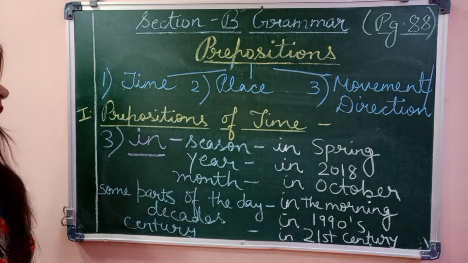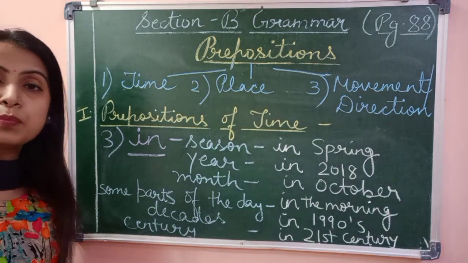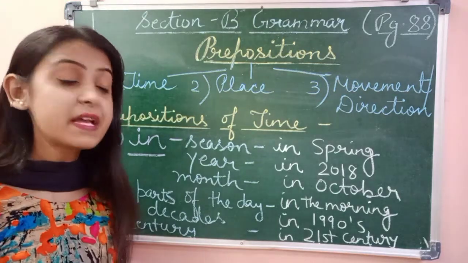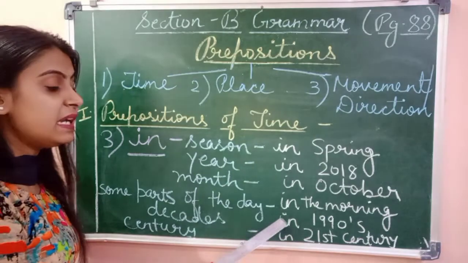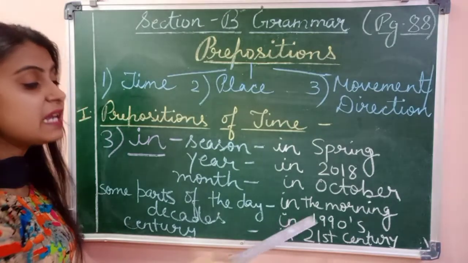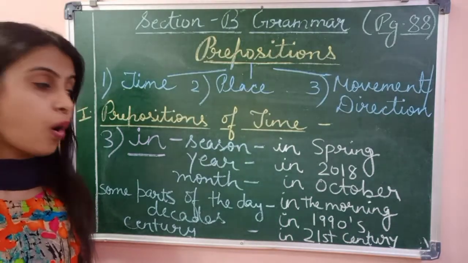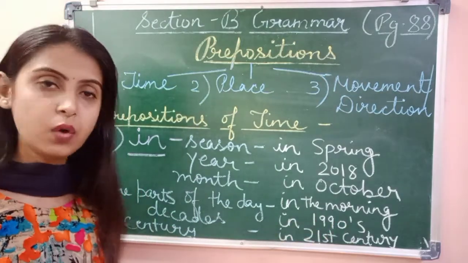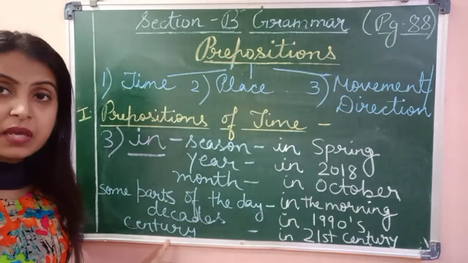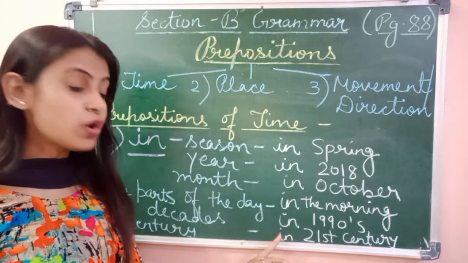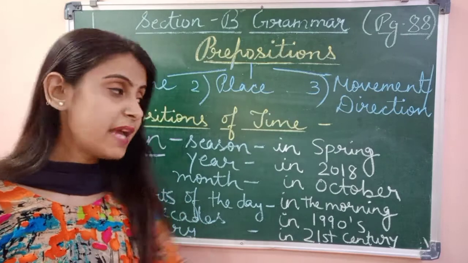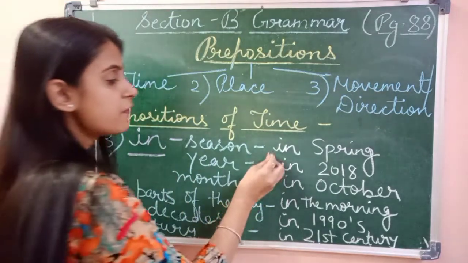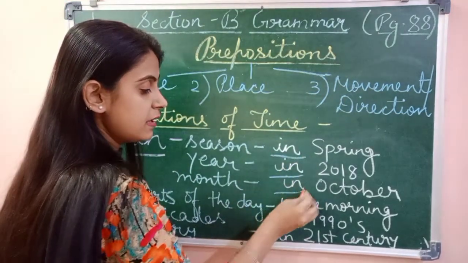All right. Then also with decades. Now, what do you mean by decades? A decade is a period of 10 years. In the 1990s, for example, India won the cricket match in the 1990s or in 2000. Okay. Then with century, the pandemic began in the 21st century, right? So these are the uses of the preposition of time in.